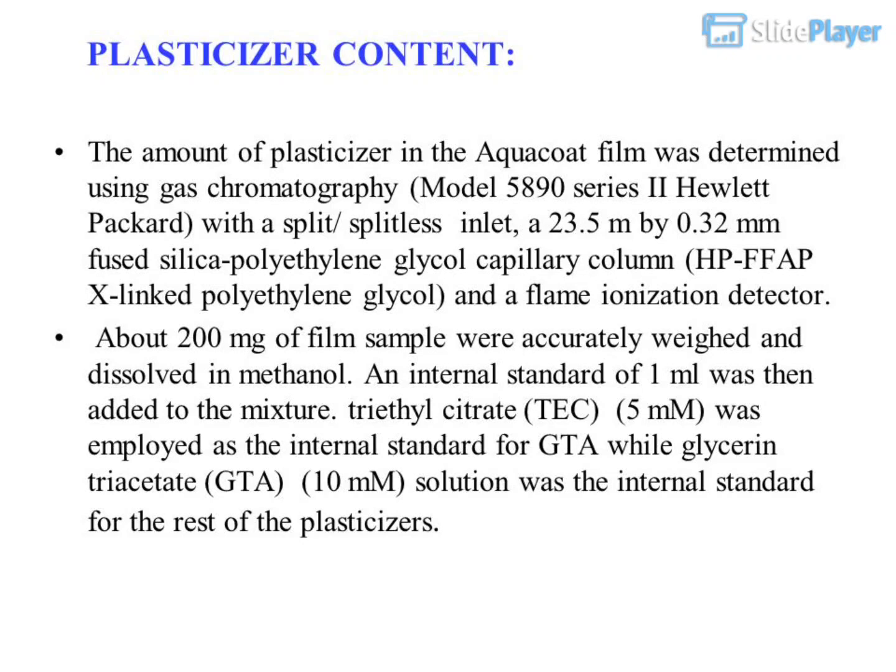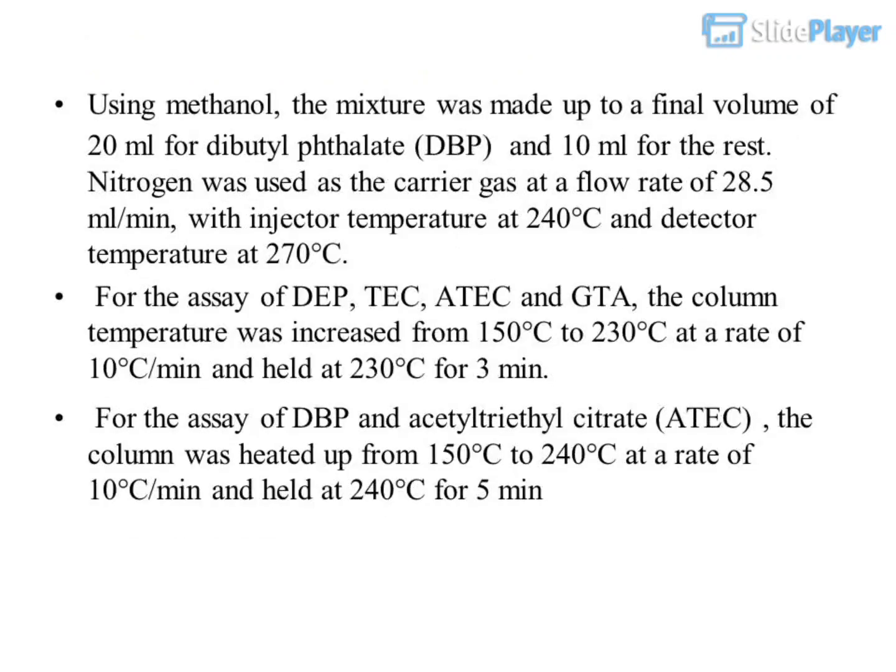An internal standard of 1 milliliter was then added to the mixture. Triethyl citrate, TEC, was employed as the internal standard for GTA, while glycerin triacetate, GTA, solution was the internal standard for the rest of the plasticizers. Using methanol, the mixture was made up to a final volume of 20 milliliters for dibutyl phthalate, DBP, and 10 milliliters for the rest. Nitrogen was used as the carrier gas at a flow rate of 28.5 milliliters per minute, with injector temperature at 240 degrees Celsius and detector temperature at 270 degrees Celsius.